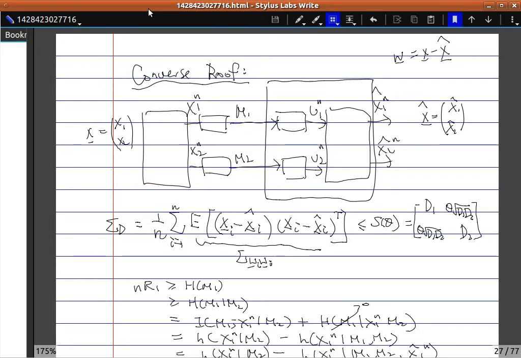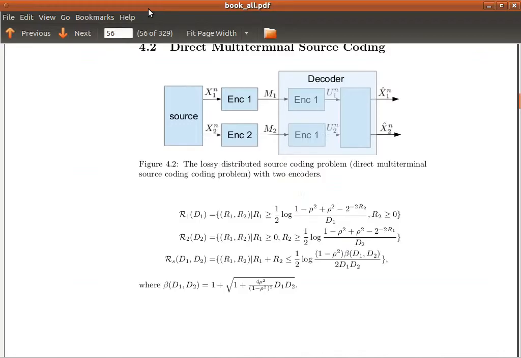Hello, I'm going to talk about the lossy distributed source coding problem with two terminals. I talked about this problem in another video, and I showed that for the Gaussian case, the rate distortion region is achievable. In this video, I'm going to show that it's not just achievable, but also tight. So I'm going to prove the converse.